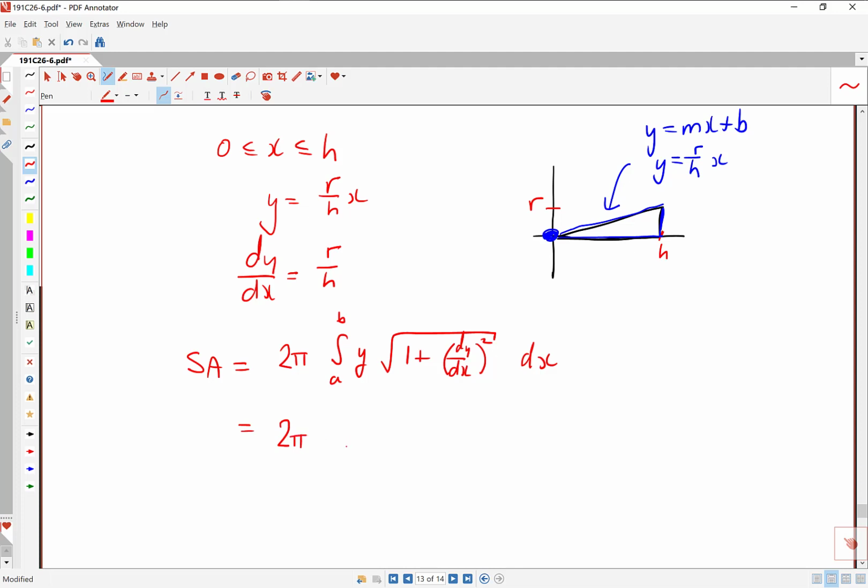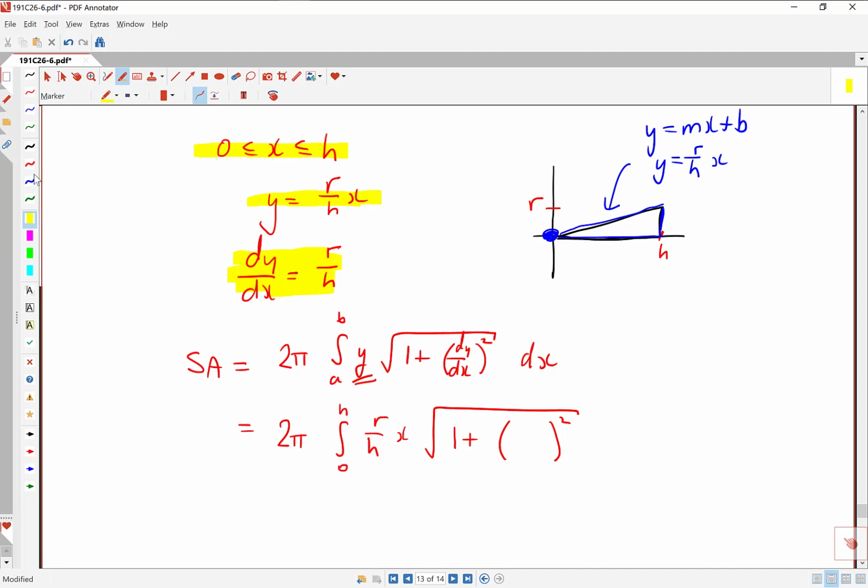So we'll keep our 2 pi out in front. Our integral from a to b, well, we said our x values are going to range from 0 to h. So those are the numbers going on the integral. Our y value here needs to be written in terms of x. So we said that y is equal to r over h x. Great. And then we've got this square root. Under the square root, we've got 1 plus the square of our derivative, and we said our derivative was r over h. So we'll just sub that in there. And then we've got the dx at the back.